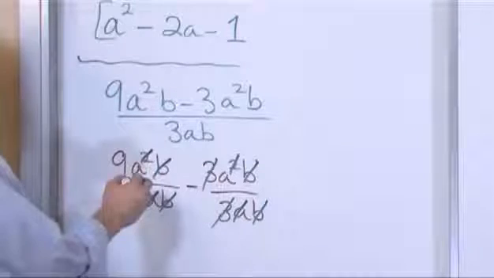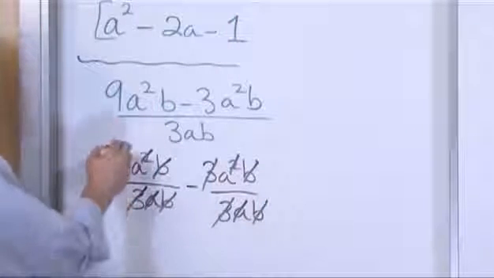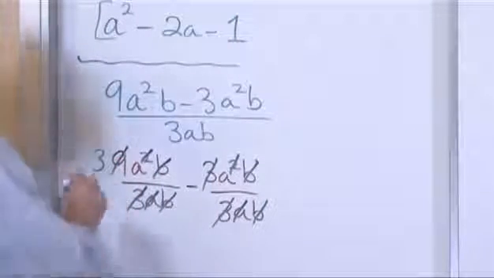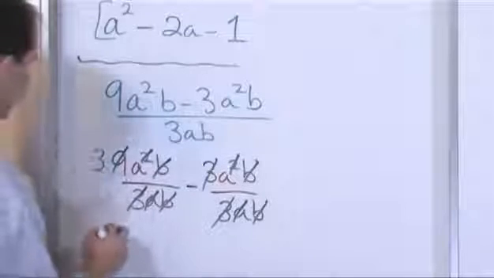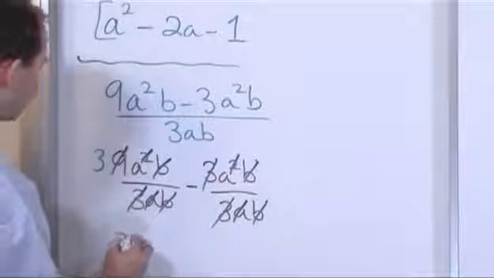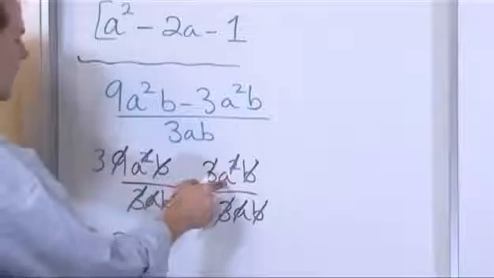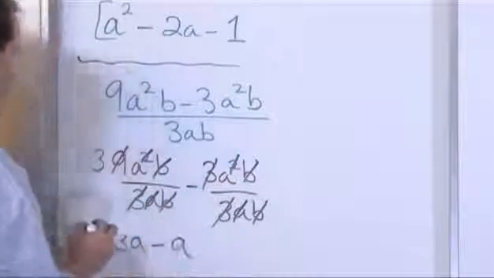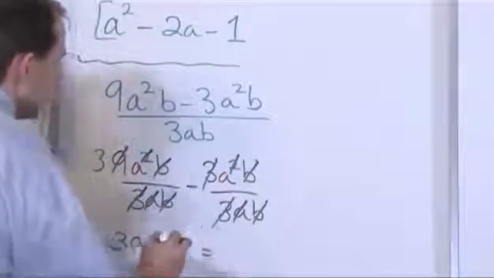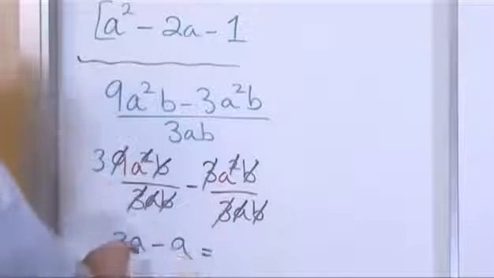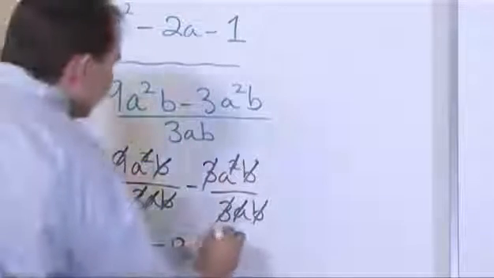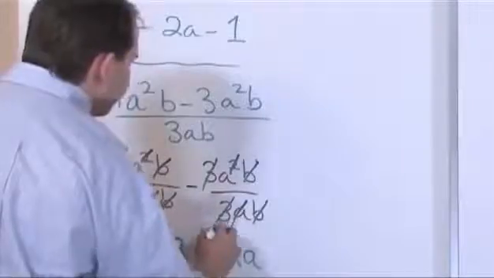Now for the number, divide by 3, gets rid of that. Divide by 3 is going to give me 3. So the only thing I have left is 3 times a minus, the only thing I have left is a, 3a minus a. So the only thing we have left here is we combine the like terms. 3a minus a is 2 times a.